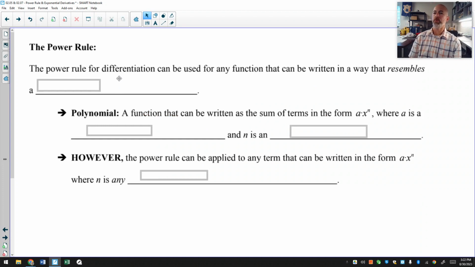So let's talk about the power rule. This is a rule for finding derivatives quickly, meaning we're not using limits. And the power rule can be used for any function that resembles or can be changed to resemble a polynomial.